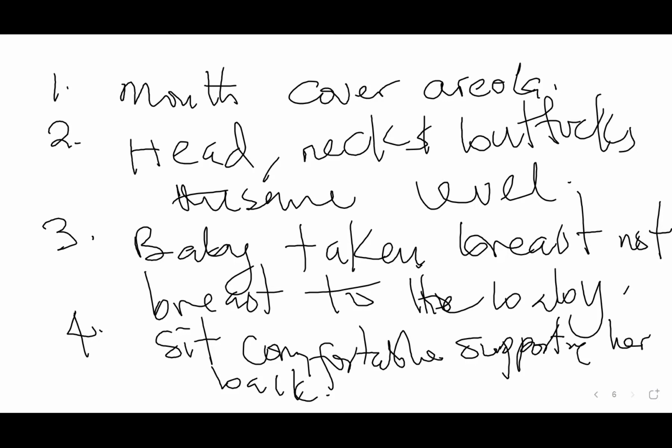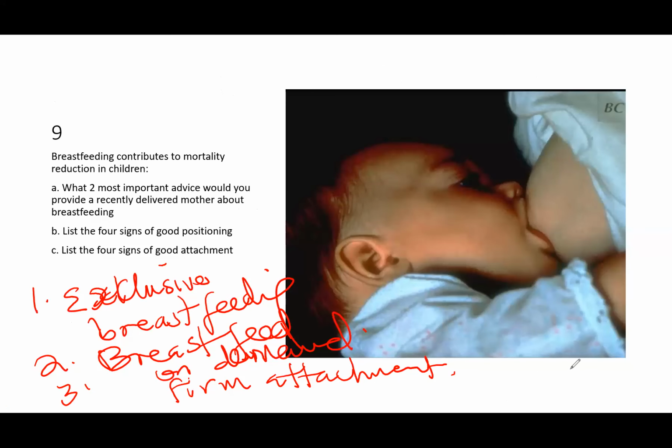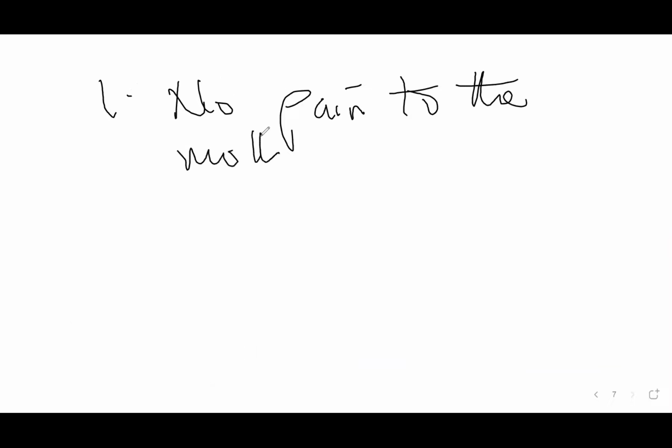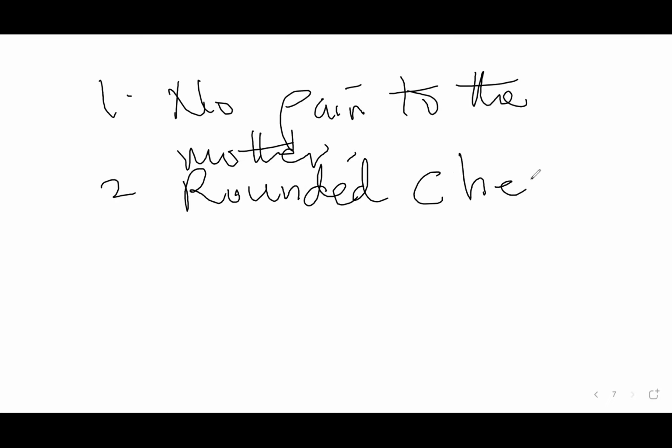When a baby is suckling, what are the signs of good attachment? Signs of good attachment during breastfeeding. Okay, what are these signs? Number one, no pain to the mother. Two, there should be rounded cheeks.